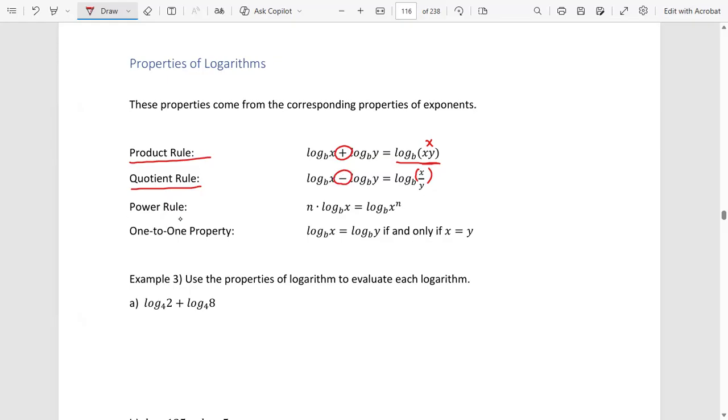Power rule. The power rule says that if you see a number in front of the log, that's an exponent. But the bases are not the same, because we know, based on the inverse rule, if the base of the number is the same as the base of the log, they cancel each other, so we shouldn't be worried about anything. But if the base of the number is not the same as the base of the log, like here, you can see the base is x and the base is b, so they are not the same. If the bases are not the same, we can use the power rule. The power rule lets me move the exponent in front of the log and just write it as n times log of x base b.